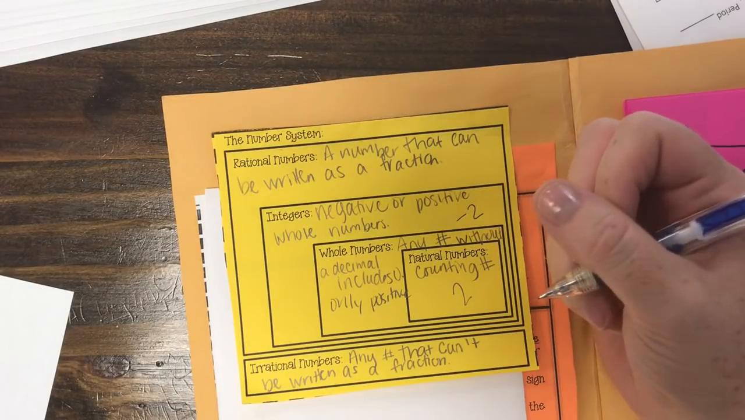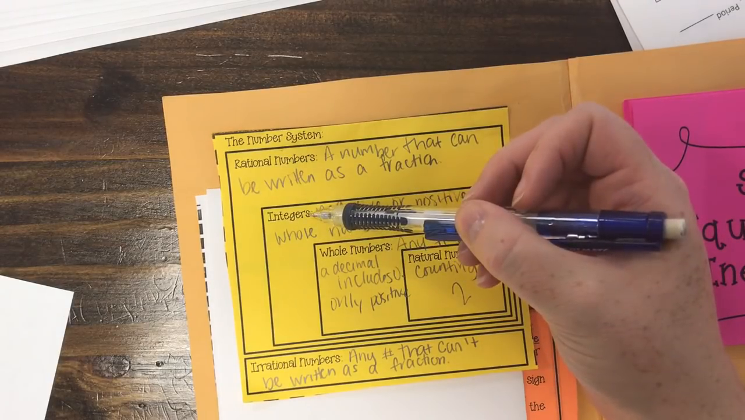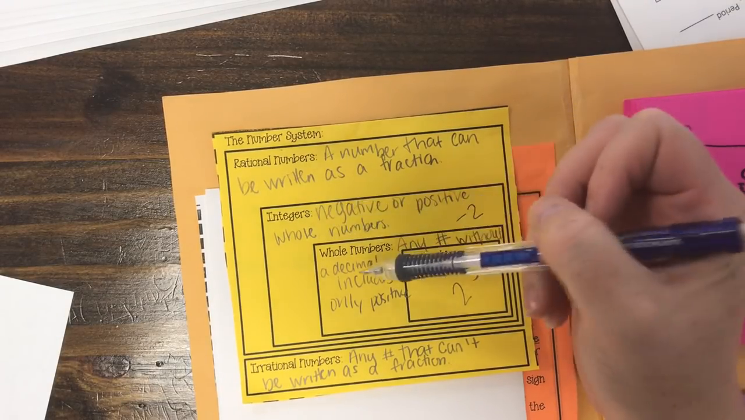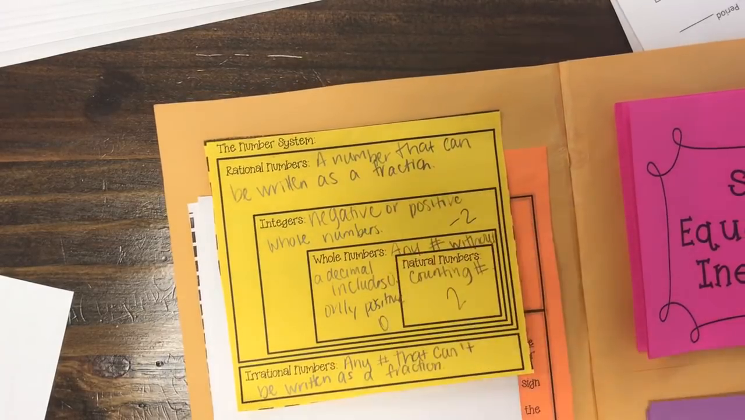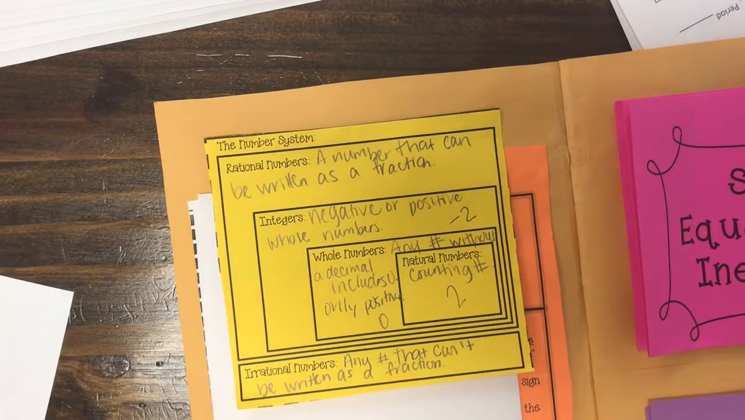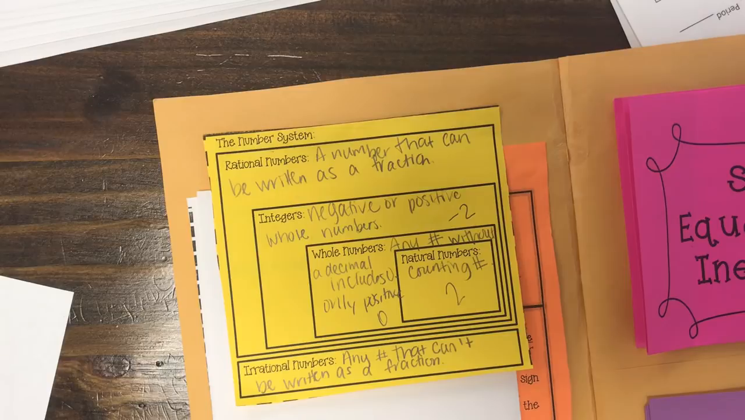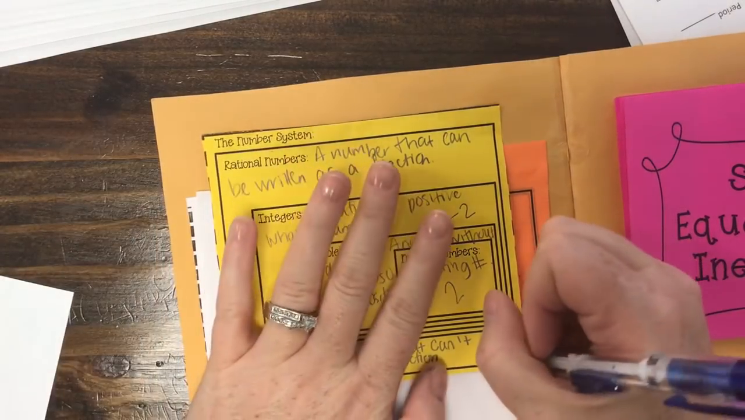0. 0 is rational. It's an integer. And it's whole, but it is not a natural number. So 0 would go right about there, okay? So what about the square root of 35? Well, it's going to be 5 point something. So it's going to keep on going.